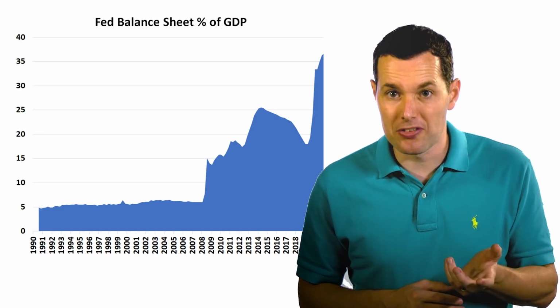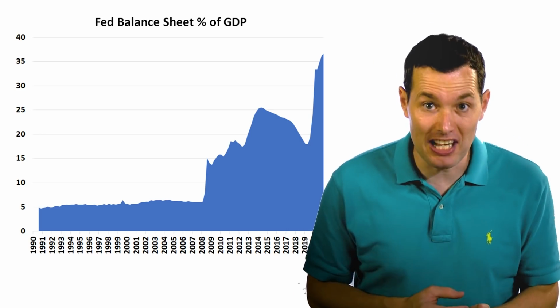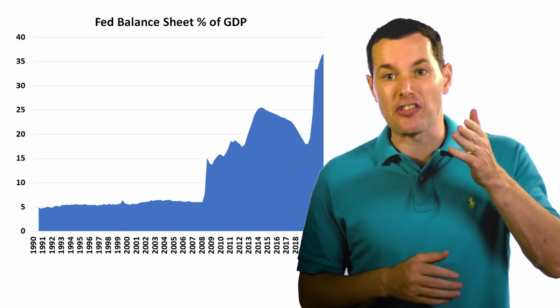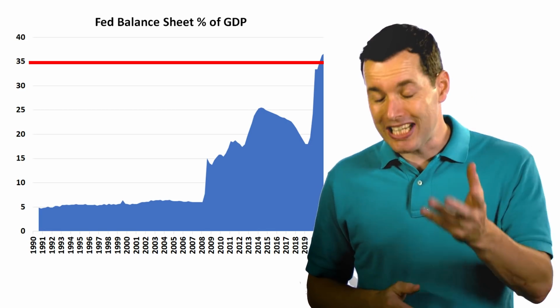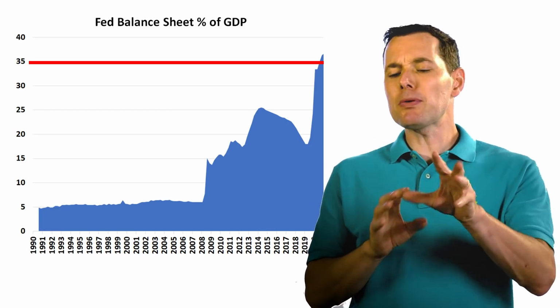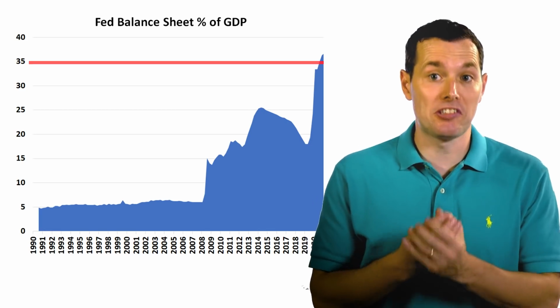It hasn't quite doubled, but overall the chart looks pretty much the same. Right now, the balance sheet represents about 35% of GDP, which again is insane. Okay, now this brings us to the problem and some potential solutions.